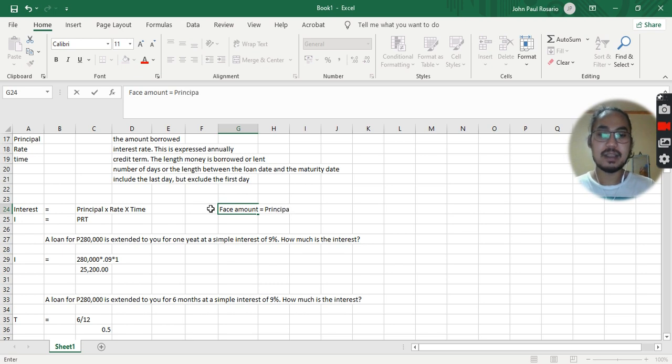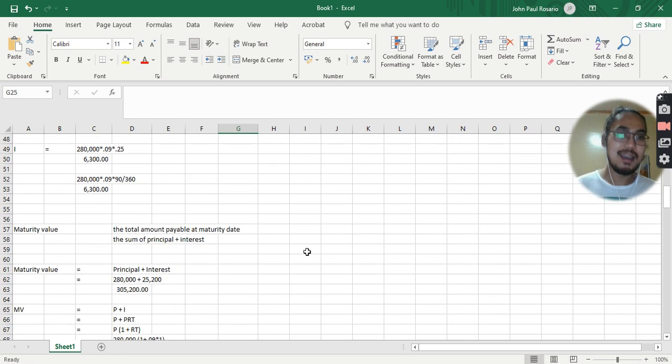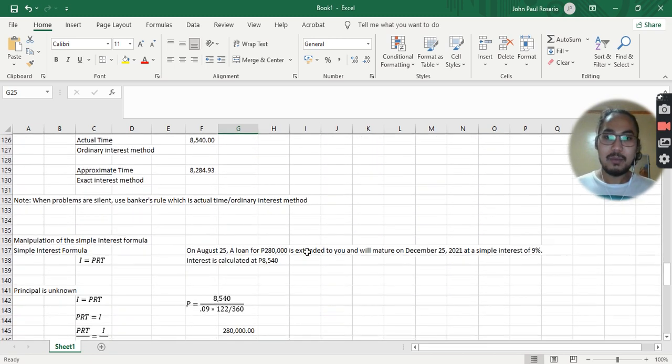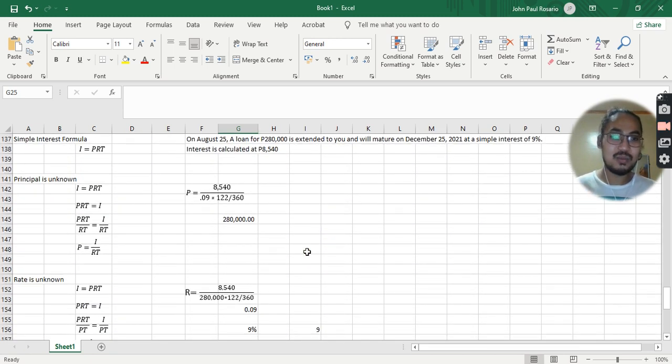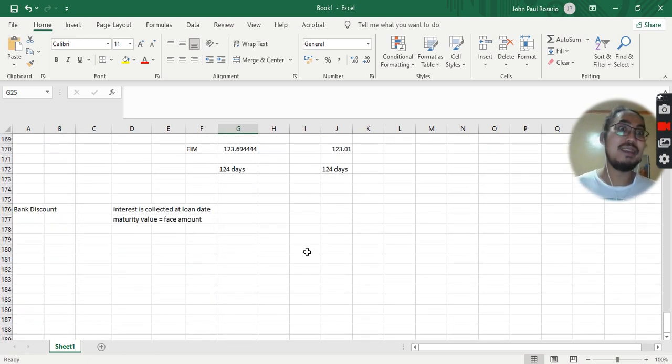What is the face amount, sir? So, how much you borrowed, or how much you said you borrowed, or how much is listed here as your debt, that is your face amount. So, whatever that is, that is the principal for simple interest. However, for bank discount, what you said you will borrow is not what you call your principal. That is what you call your maturity value.